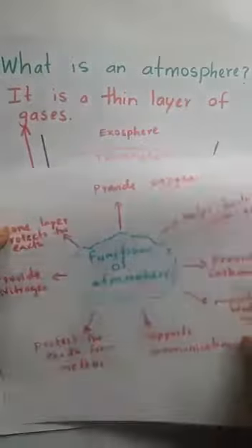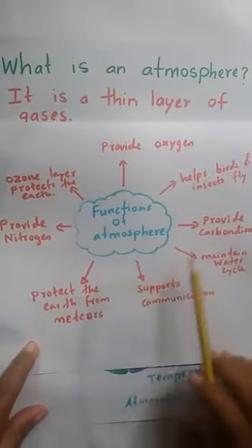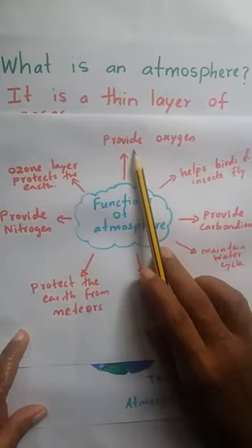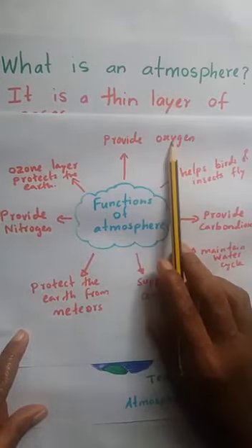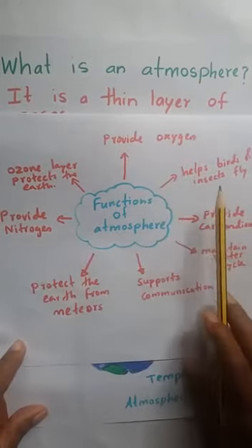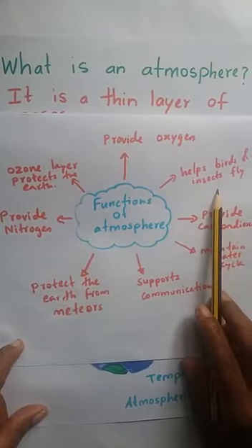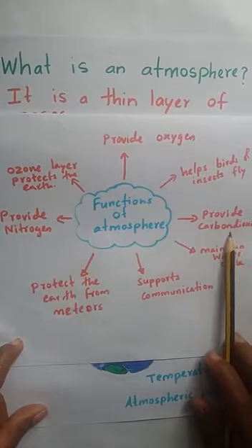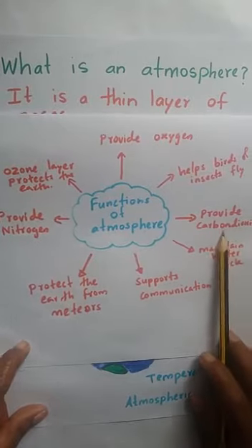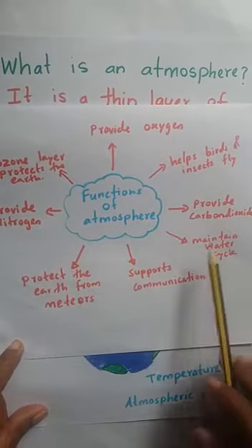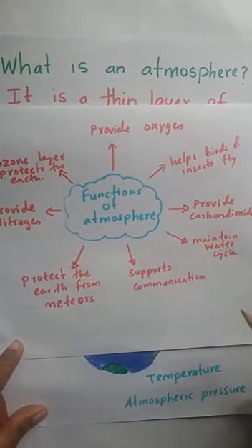And as I told you, here I have written the functions of the atmosphere. It provides oxygen. Oxygen is required for all living organisms in order to breathe. Then it helps the birds and insects to fly. Provides carbon dioxide. You know carbon dioxide is very important for the plants to make food. Then it helps to maintain the water cycle. As we have water and water vapor, it helps in the water cycle.